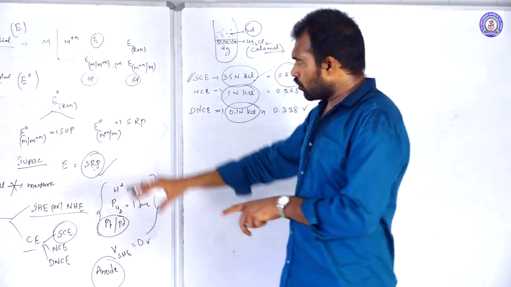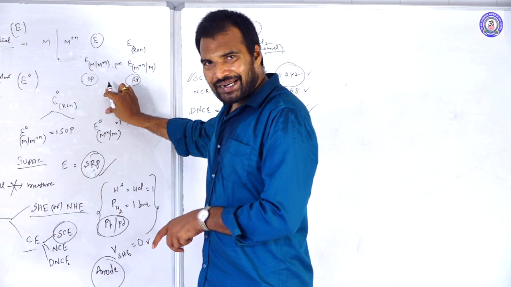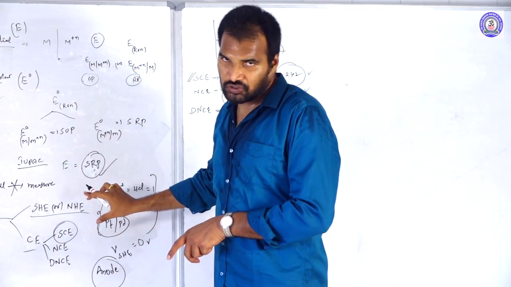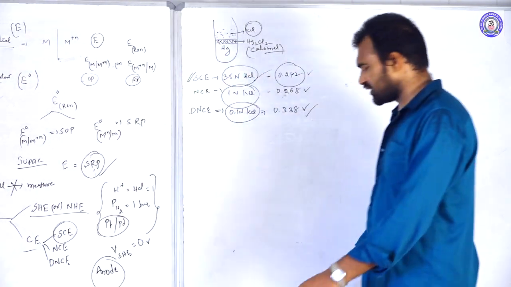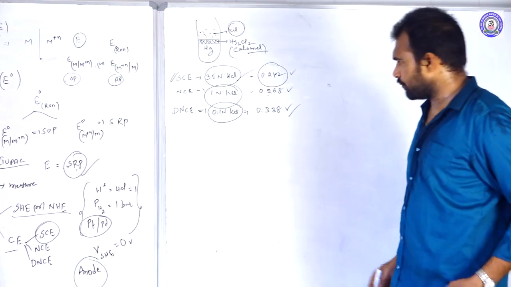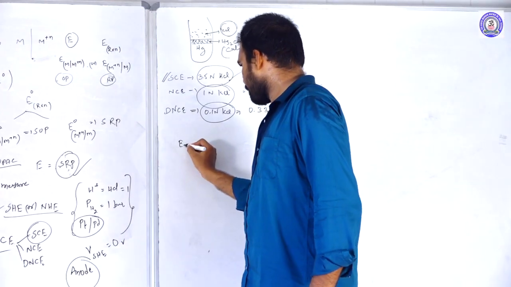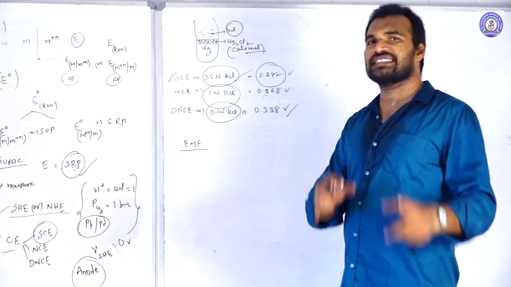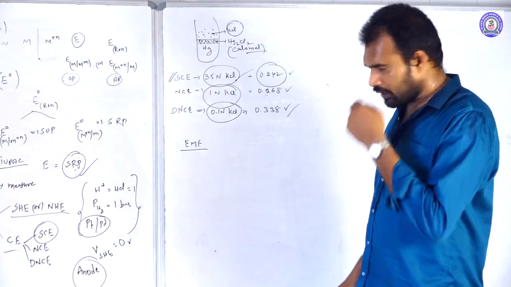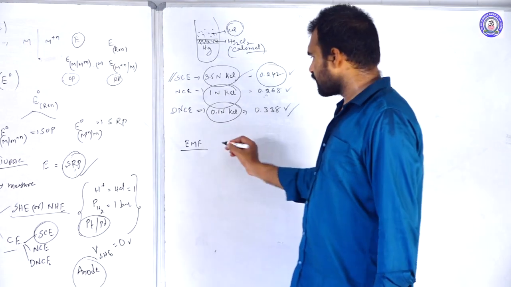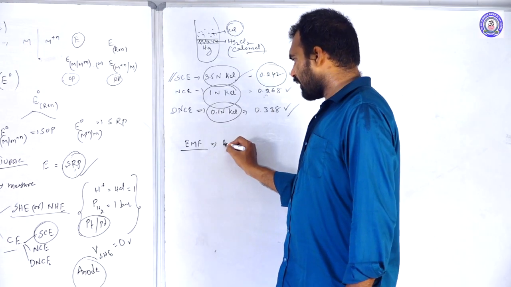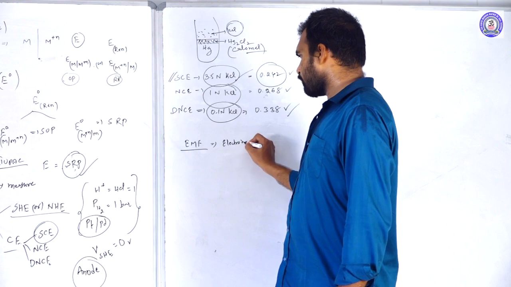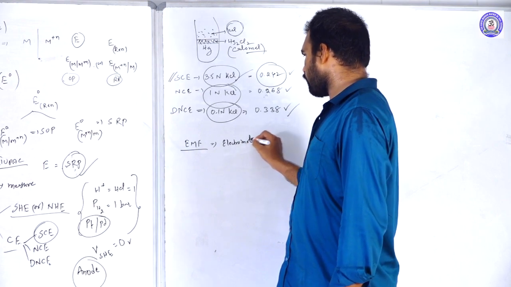I think you know what is electrode potential, what is standard electrode potential, and what are the reference electrodes we use. Okay, let us move to the next concept, that is EMF. So what is EMF and how do we calculate the EMF of a galvanic cell? EMF stands for electromotive force.